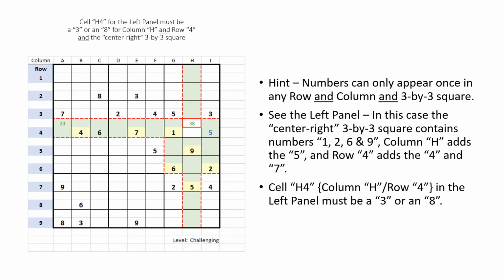Cell H4 for the left panel must be a 3 or an 8 for column H and row 4 and the center right 3x3 square. Numbers can only appear once in any row and column and 3x3 square. See the left panel, in this case, the center right 3x3 square contains numbers 1, 2, 6, and 9. Column H adds the 5, and row 4 adds the 4 and 7. Cell H4, that's column H, row 4, in the left panel must be a 3 or an 8.